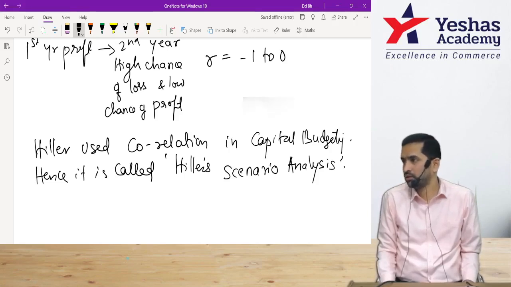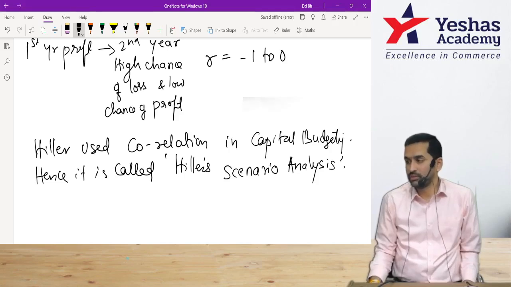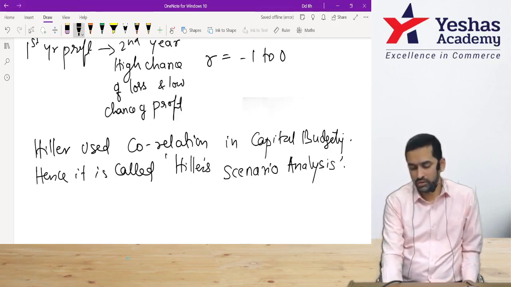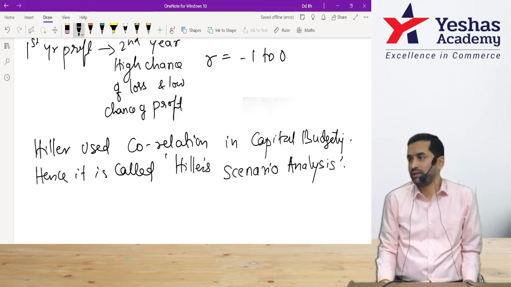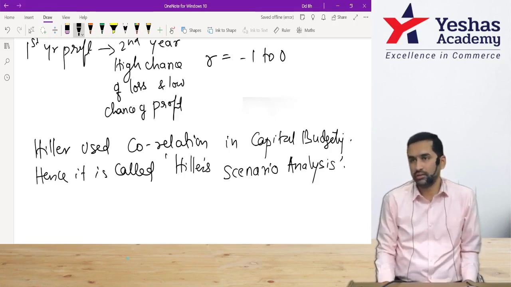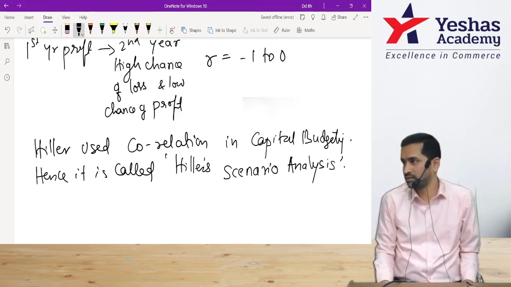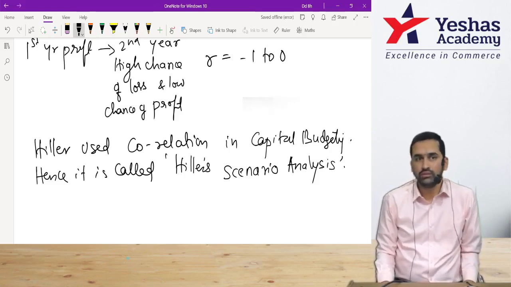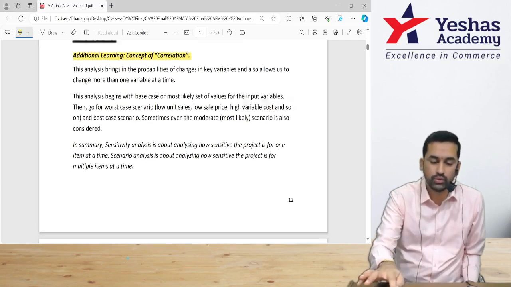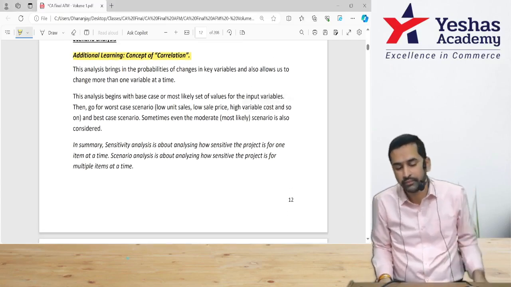End of the discussion on correlation. We will have to come back to this page once again when we go to portfolio management. There you have to calculate something called beta, and beta is based on correlation between Nifty and Reliance. At that time we will come back here. Anyway, now that we know the basics, we can go back to the topic, scenario analysis.